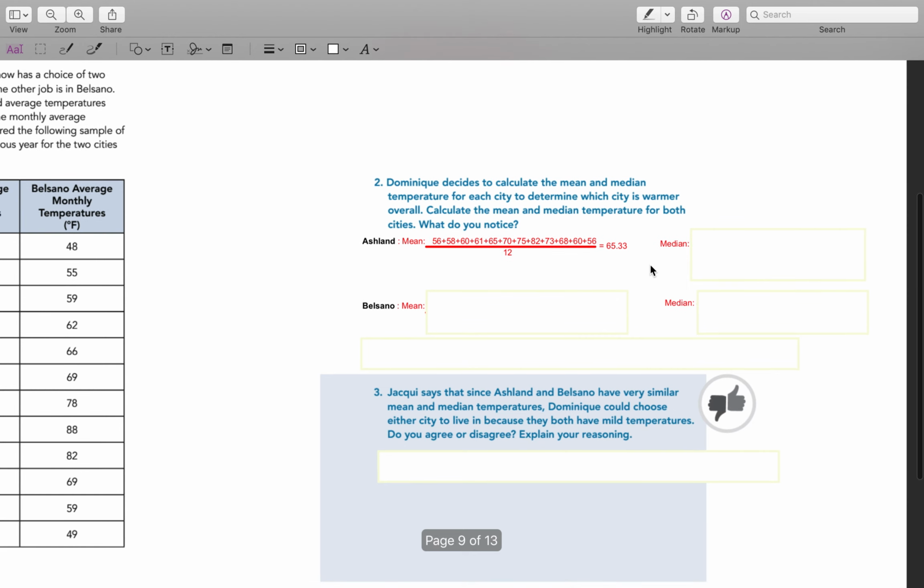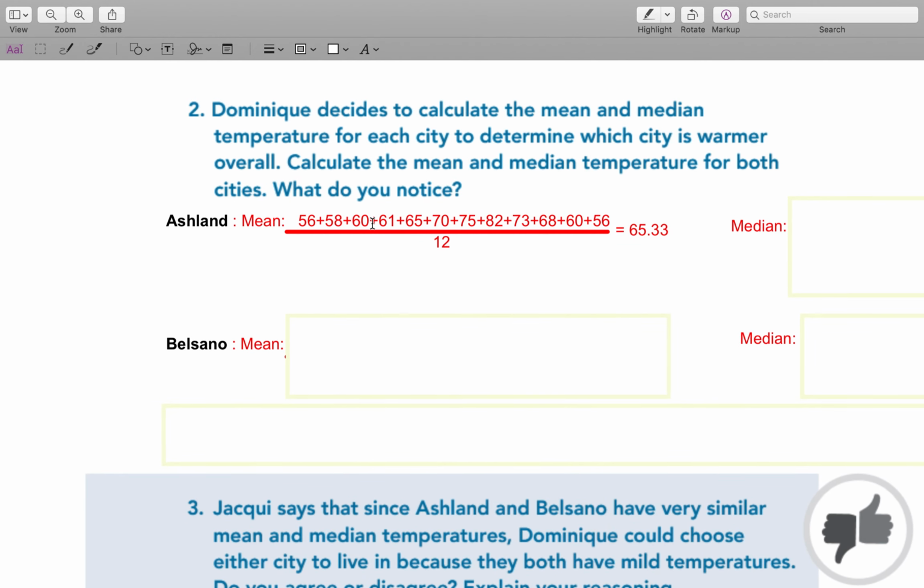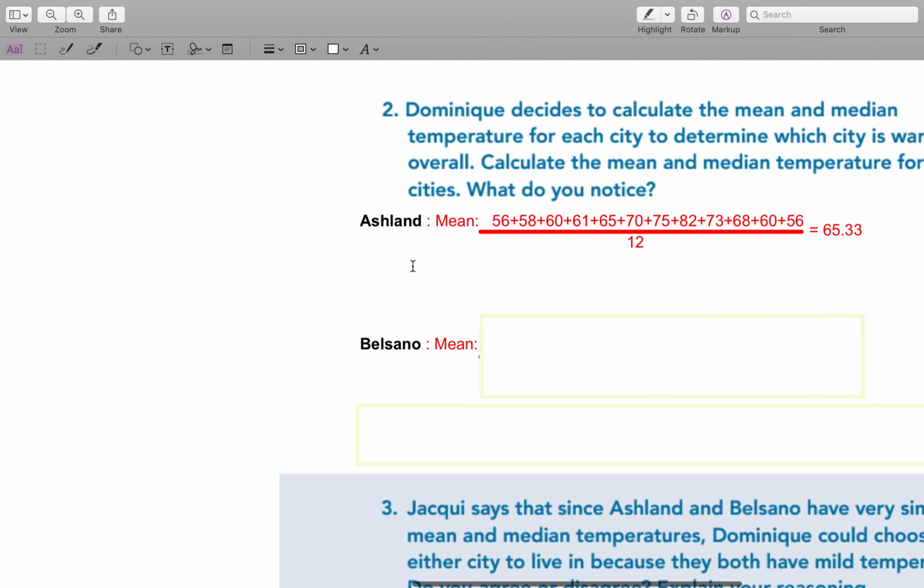Okay, so let me make this bigger. This, all of them added together, all the data set for Ashland, all divided by 12 because there are 12 data values right there. And so if we do that, we get 65.33. All right, so that was for Ashland. But in order for us to compare, we need to find Bolzano's mean.